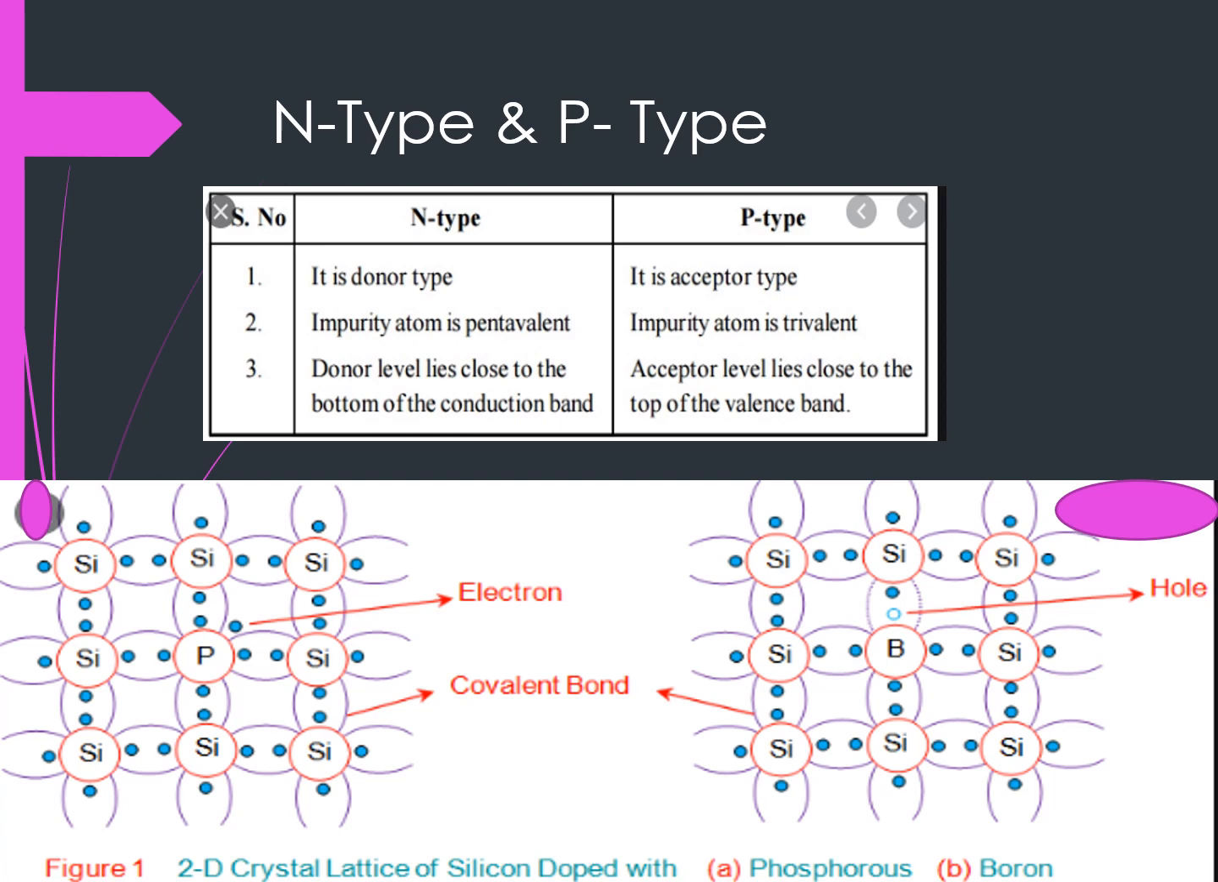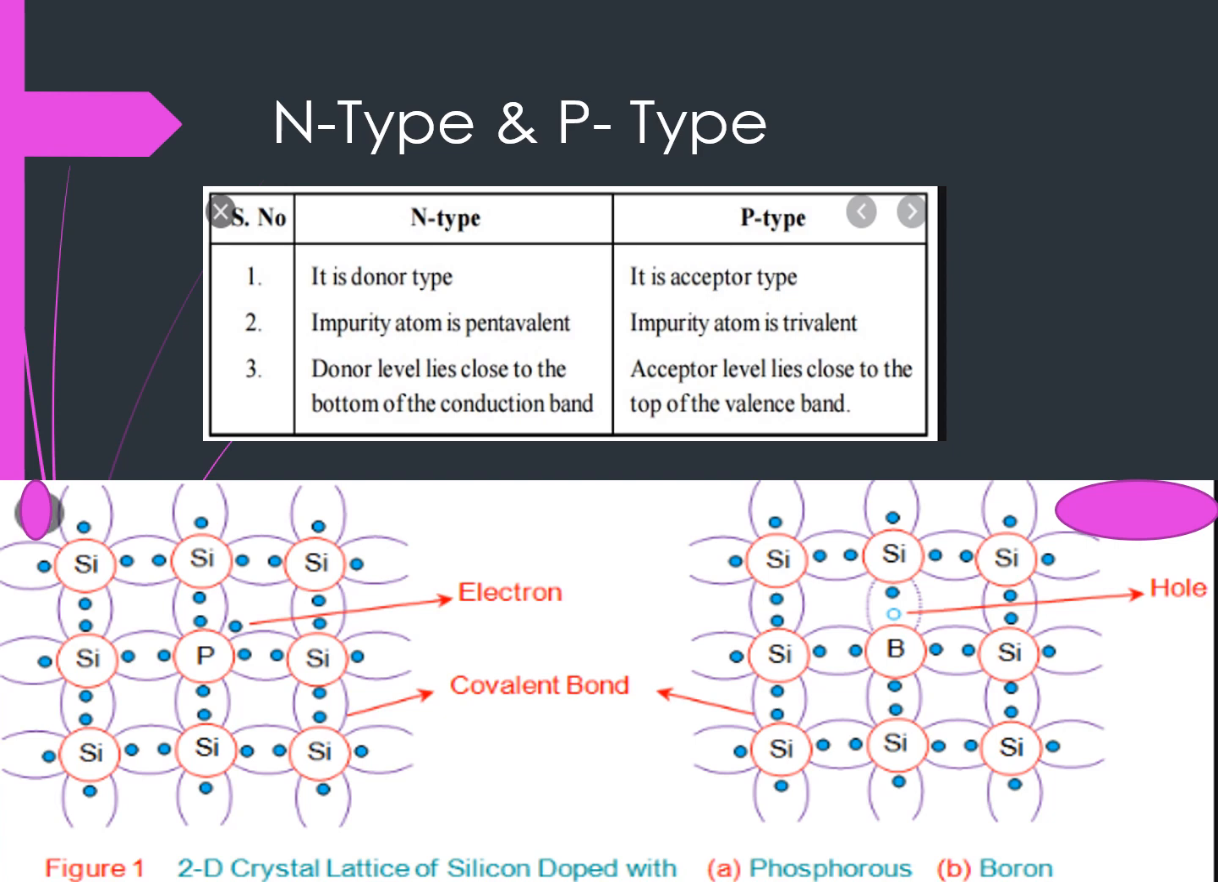An n-type semiconductor is formed when a small quantity of pentavalent impurities is added. Now, pentavalent means, for example, phosphorus, which has 5 valence electrons, free electrons. So 4 of the 5 electrons of the impurity atom will participate in forming the covalent bond with the silicon or germanium. The 5th one is almost free.